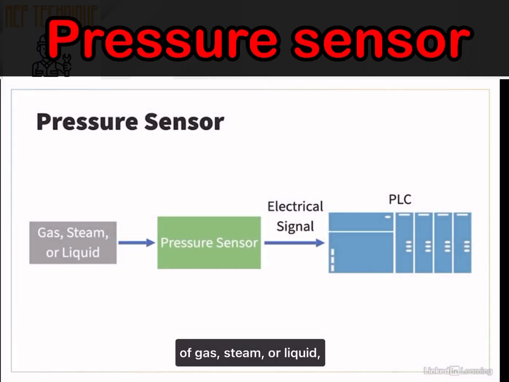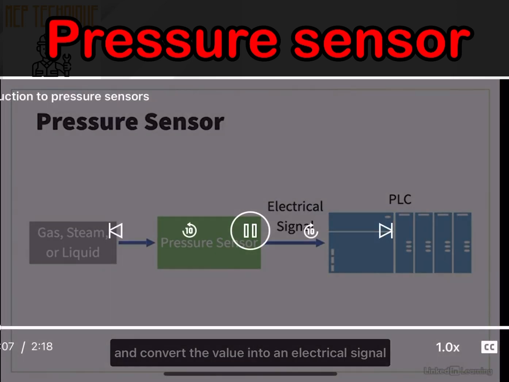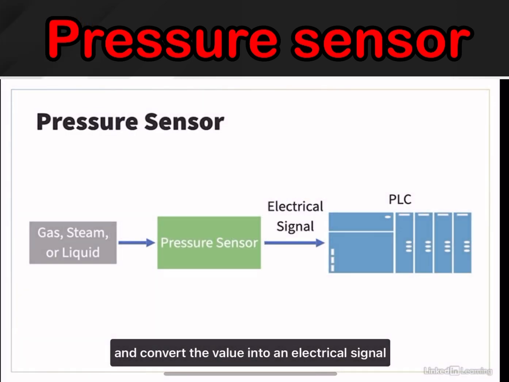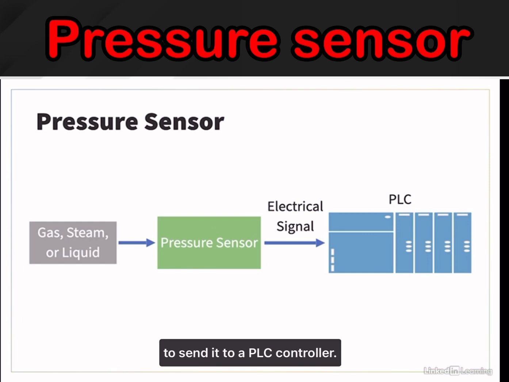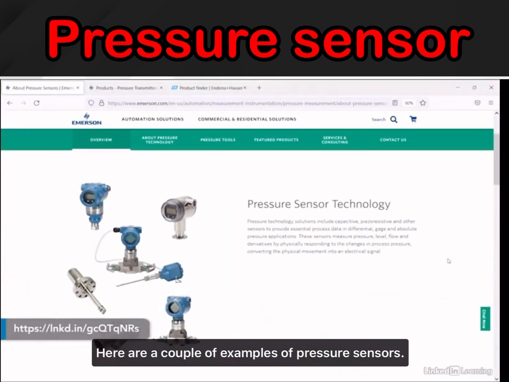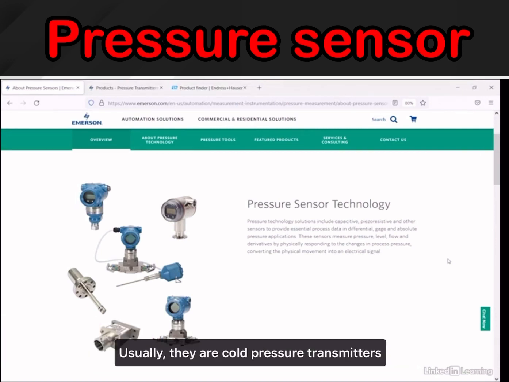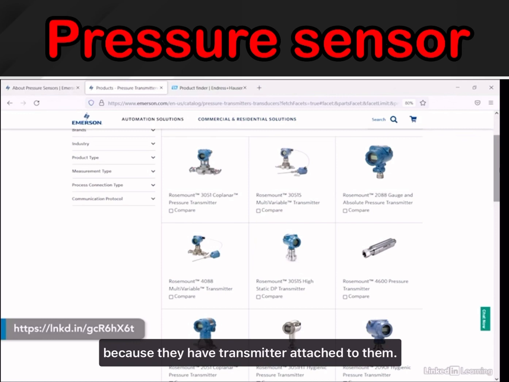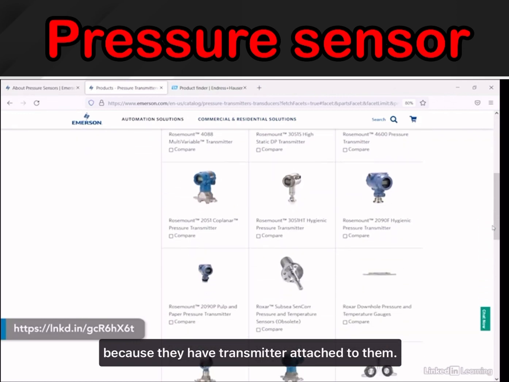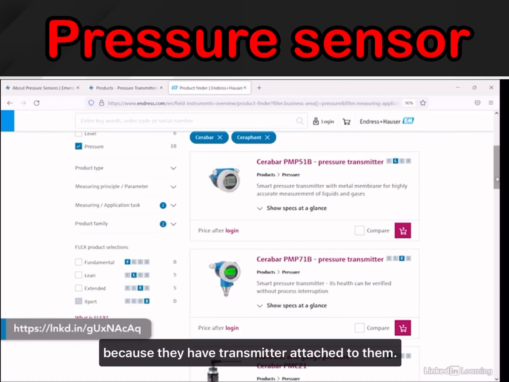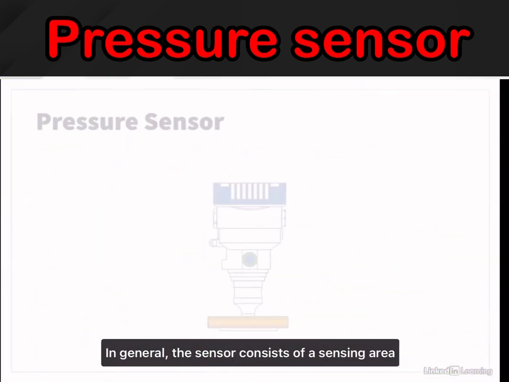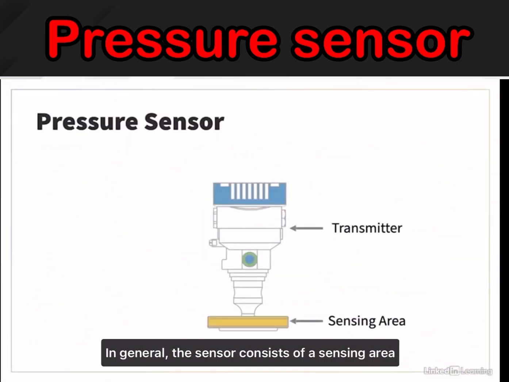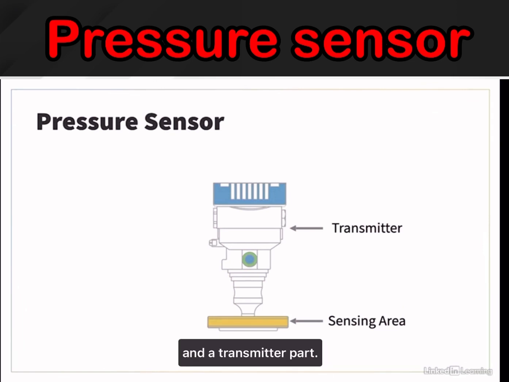the pressure of gas, steam, or liquid and convert the value into an electrical signal to send it to a PLC controller. Here are a couple of examples of pressure sensors. Usually, they are called pressure transmitters because they have a transmitter attached to them. In general, the sensor consists of a sensing area and a transmitter part.